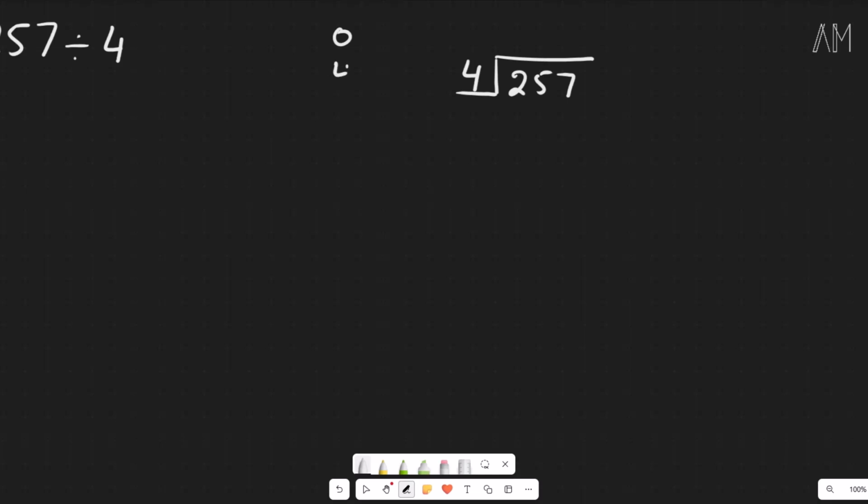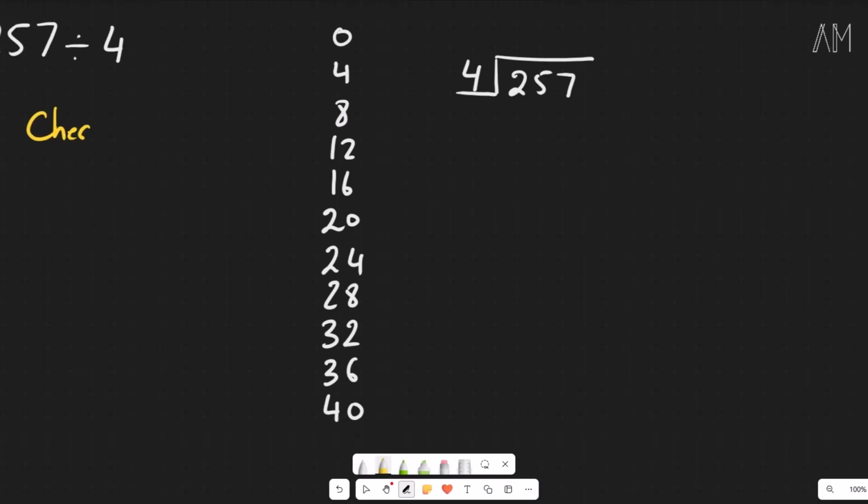Let's get started and take this as an example. Let's say we have 257 divided by 4. Just like last time, the dividend I will put inside, the divisor outside. If I still have a problem with the multiplication table, I can list the multiples of the divisor by doing repeated addition from 0 till 40. By repeated addition, step by step, I will be able to list them all. It might take a little bit of time, but with practice, be sure that you will be so fast. And of course, we need to remember the steps of the division.